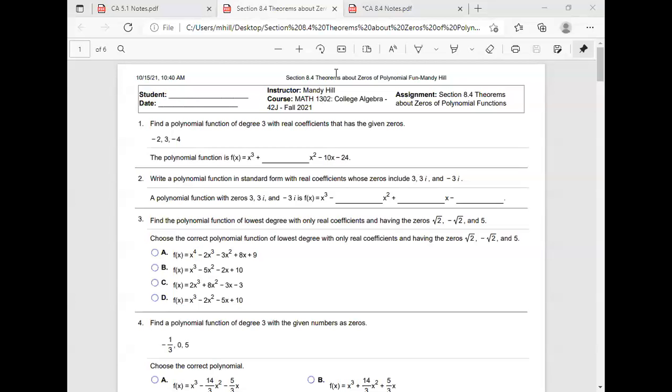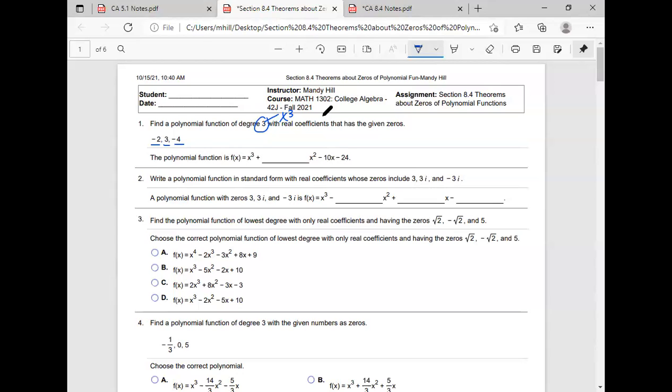So on 8.4 homework, the very first problem says, find a polynomial function of degree 3 with real coefficients that has the given zeros. On this problem, one thing I'm noticing is that if it has a degree of 3, then the highest power of x is going to be x to the third. I know that. They're telling me the zeros are -2, 3, and -4, and they give me a partial answer down here. So there would be my 3 zeros to my x to the third.